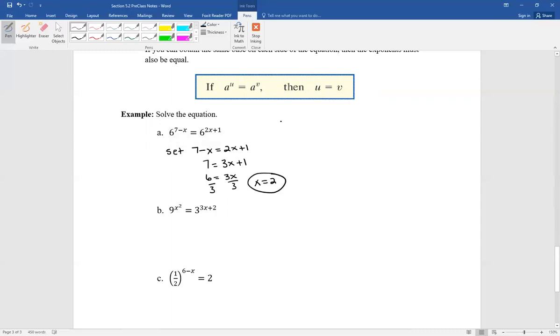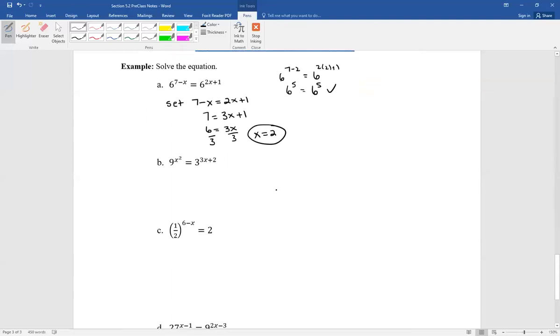Now we could check that. 7 minus 2, 2 times 2 plus 1. This is 6 to the 5th. This is also 6 to the 5th. So they do match. Now, because exponential functions have a domain of all real numbers, as long as you're not making arithmetic mistakes in your solving, you shouldn't have to check these solutions every single time.